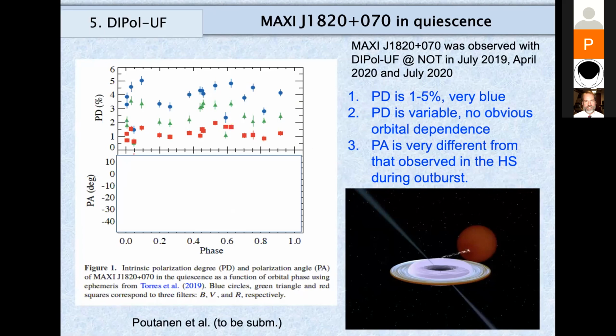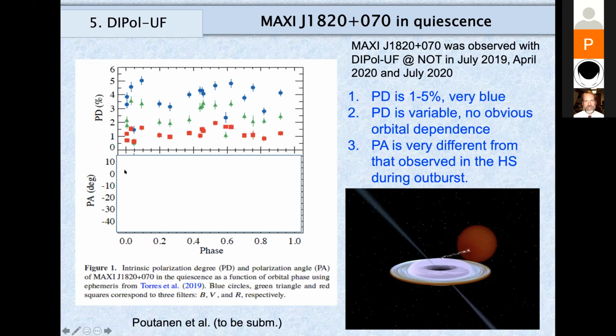And the situation is very much different. Now we see that the polarization degree is just a factor of 10 larger. Now it's 5% in the B band and about 1 or 2% in the R band and somewhere in between in the V. So the polarization degree has a very blue spectrum. It's variable, with no obvious orbital variations. There is some, but it could be some stochastic variations.